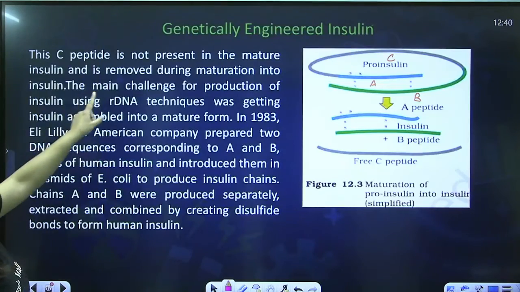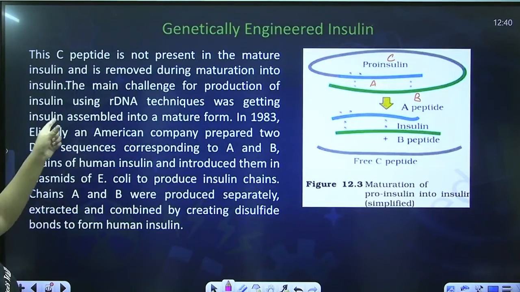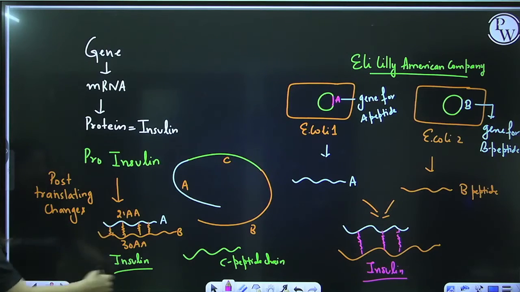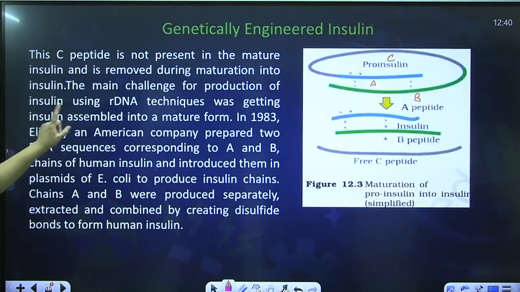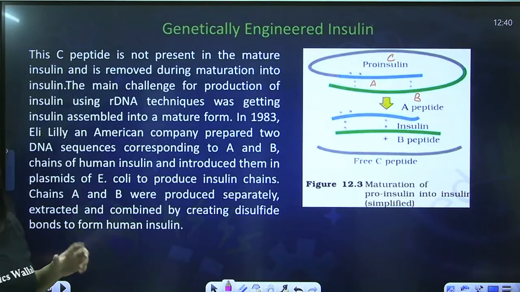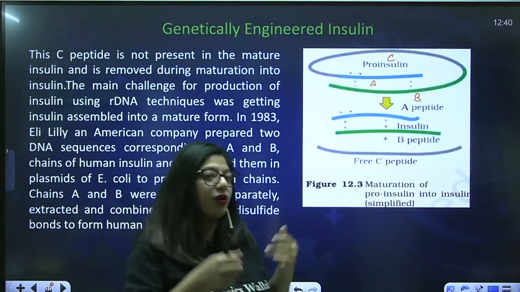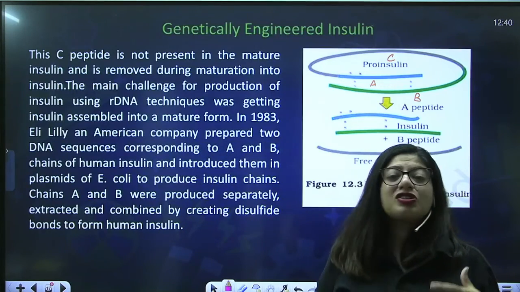The C peptide is not present in the mature insulin and is removed during maturation into insulin. So this is your mature insulin. This insulin is also known as mature, and proinsulin is immature insulin. The main challenge for production of insulin using rDNA technology was getting insulin assembled in a mature form. So the main problem was that prokaryotes cannot do post-translational changes. So how do we do it?